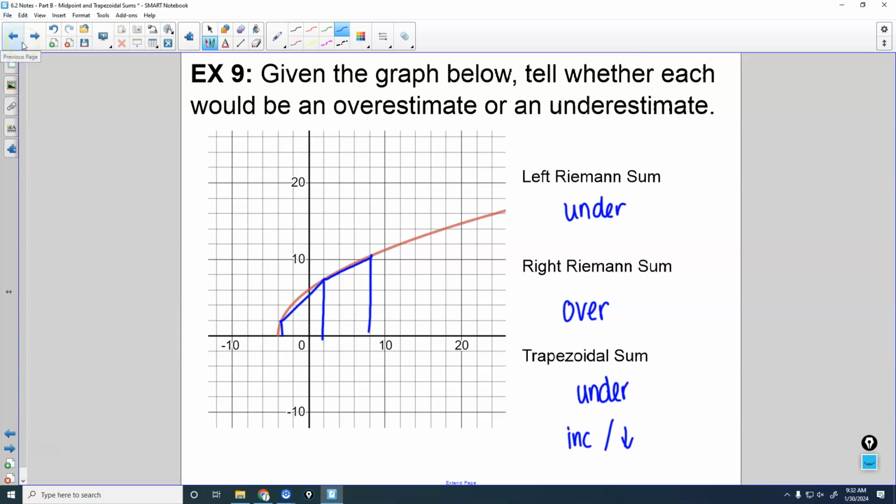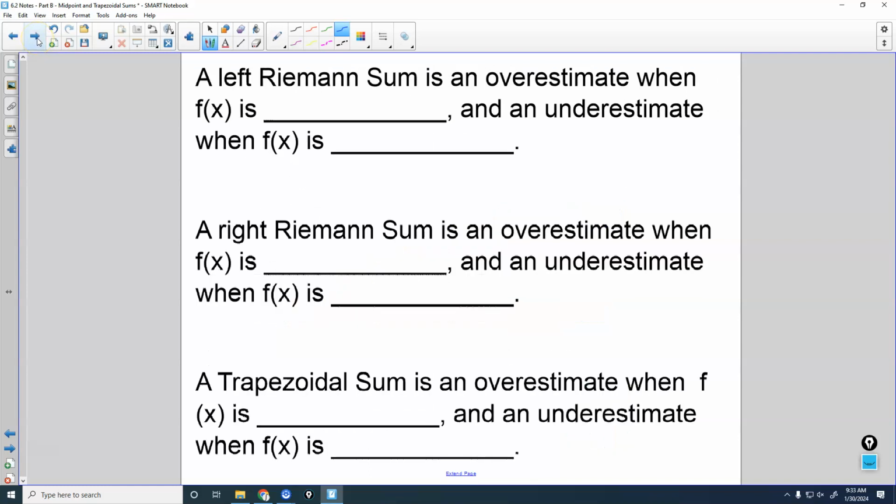And a lot of times I just have to draw it. I just draw something concave up, and then I draw in my trapezoid because I've forgotten the rules for this. But if you sketch it out, you'll be able to figure it out. So just to summarize what we talked about yesterday, a left Riemann sum is an overestimate whenever f is decreasing, right? Decreasing.